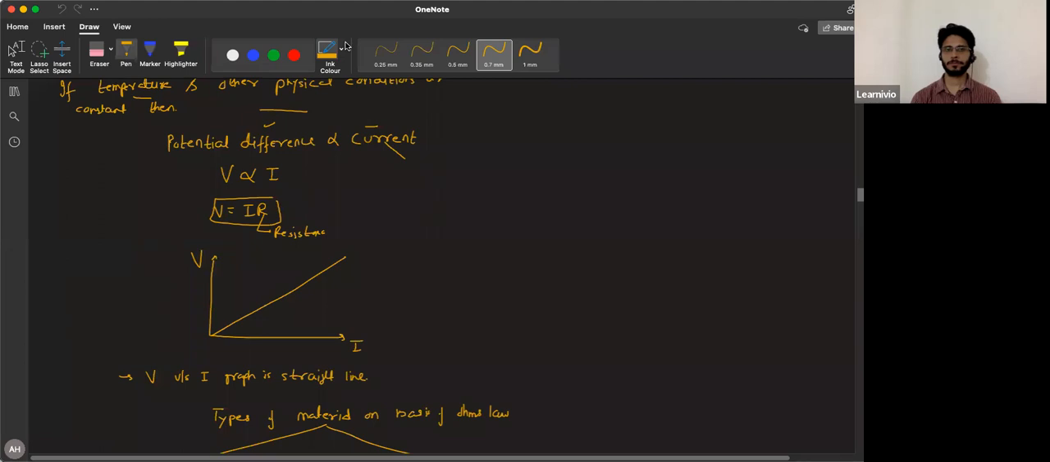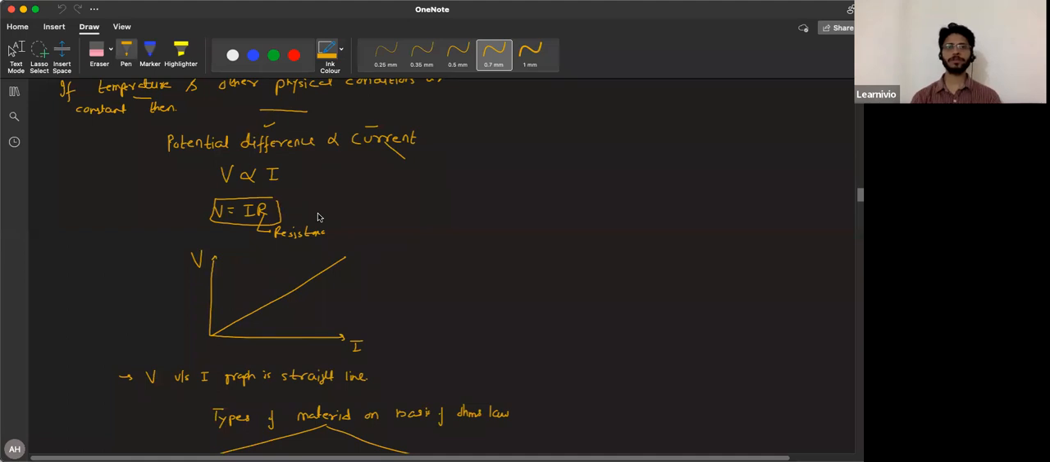Sir, it depends upon length and area of cross section. No, sorry. Sir, it depends upon the nature of the material. It depends upon the nature of the material. It's independent of length and area of cross section. It depends upon the nature of the material and temperature only. That's resistivity. Okay, so we did current density also.